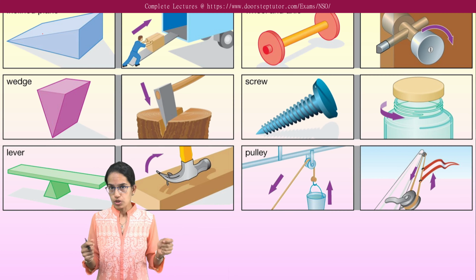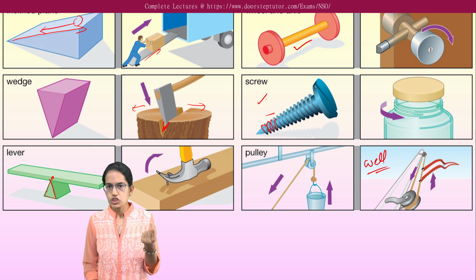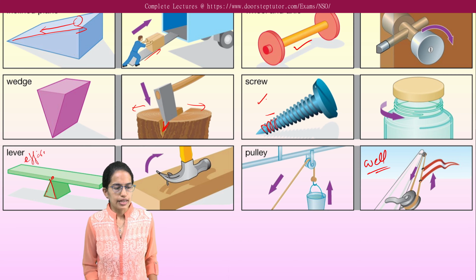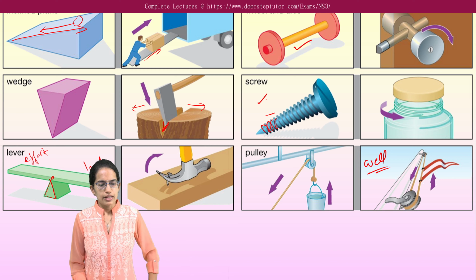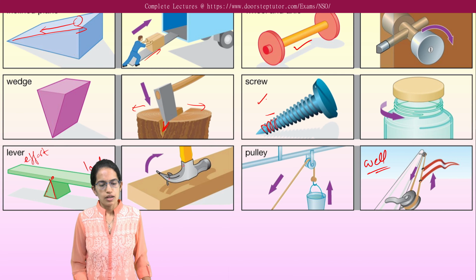The next is the principle of lever. So lever has three components. One is the fulcrum, which is the point which is fixed. At one end you have the effort and at the other end you have the load. Right? So here again, when you are picking a nail up, you are applying the effort here. This is the fulcrum and this is the load and this is the effort, right?